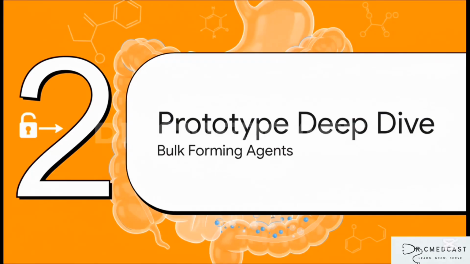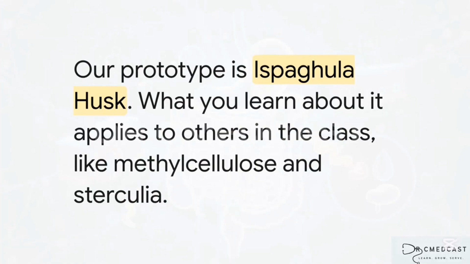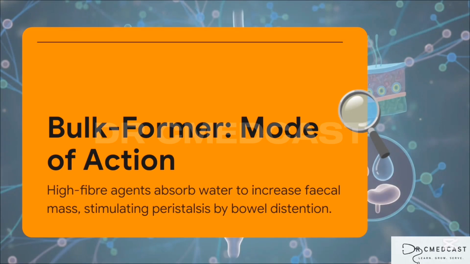Now, if you really want to ace your pharmacology exams, the secret is to master a prototype for each drug class. So that's what we're going to do. We're going to take a deep dive into the bulk-forming agents, because once you truly understand the prototype, you pretty much understand the entire class. And our prototype for the bulk-forming class is Aspergillus husk. This is a perfect example. So when you see an exam question about, say, methylcellulose or sterculia, you can just apply everything you've learned about Aspergillus husk. The mechanism, the side effects, the monitoring, it's all going to be the same because they work in the exact same way. So how do these things actually work?